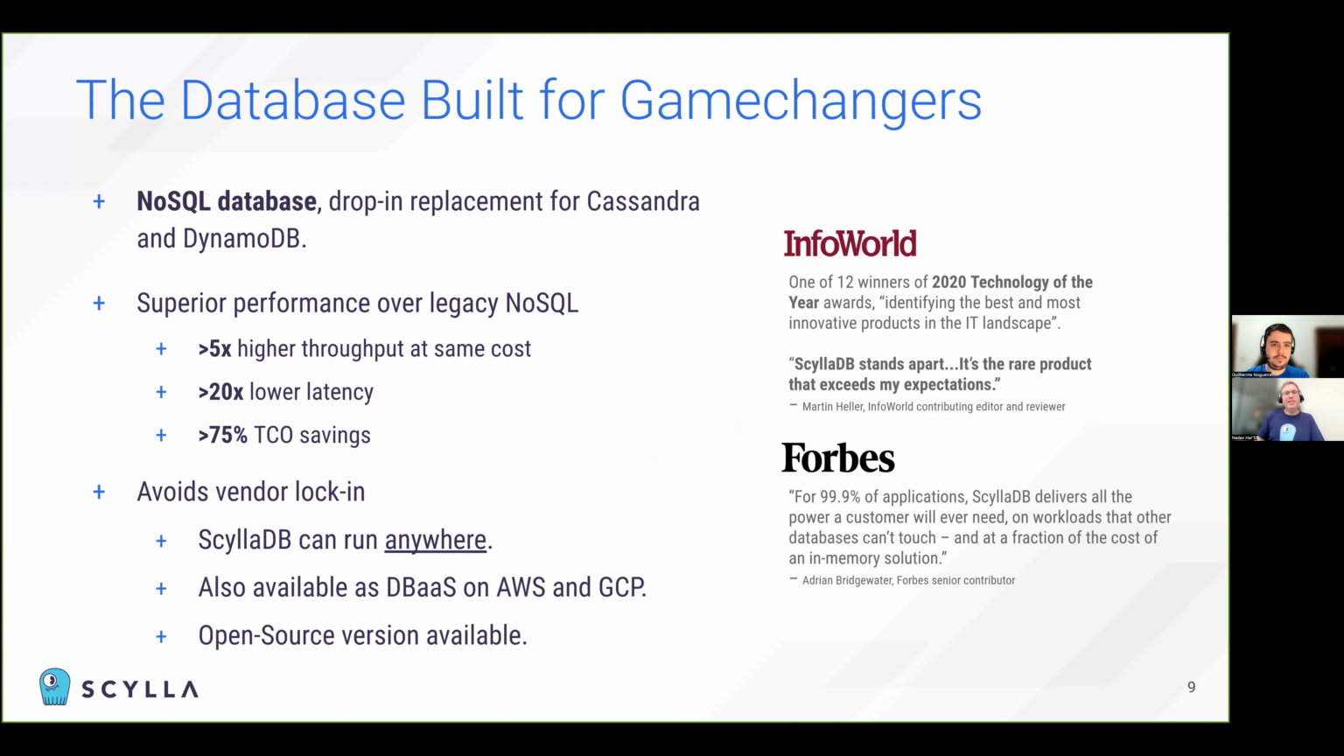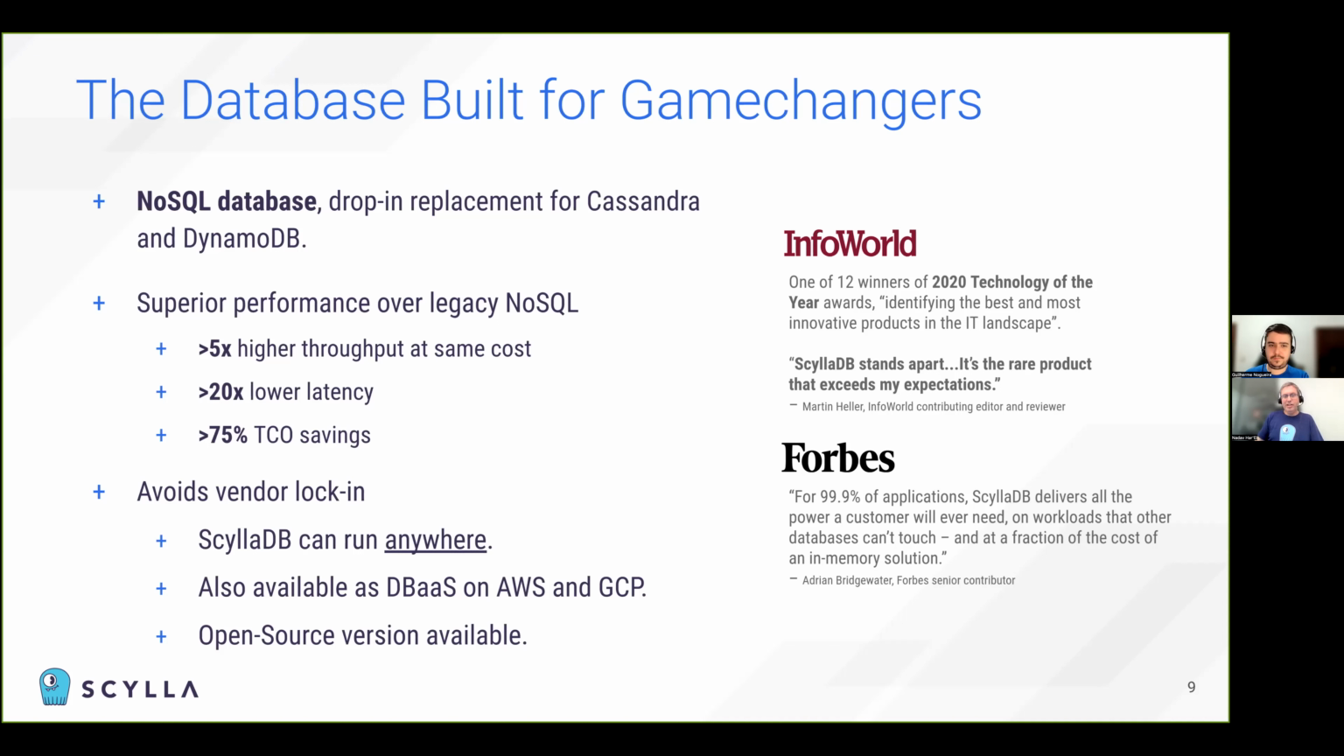So ScyllaDB is a database built for game changers. It's a drop-in replacement for Cassandra and DynamoDB, a NoSQL database. It has superior performance over legacy NoSQL systems. You can see also on the right all sorts of compliments we got from InfoWorld, Forbes, places like that. We have better throughput at the same cost than the legacy systems, lower latency, and you can save a lot on the total cost of ownership of your NoSQL database.